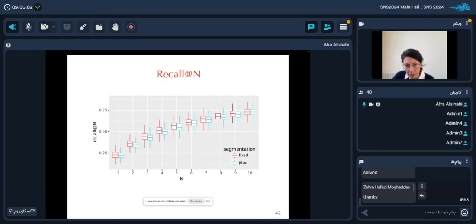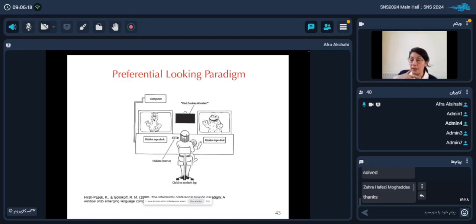So here you see recall at n, to what extent the best video frame is within the top n retrieved by the model when you give it a spoken utterance. And that's good news. But what we really want to know again is what the model learns about individual words, about specific characteristics. So we thought that maybe we can go back to psycholinguistic experimental paradigms.